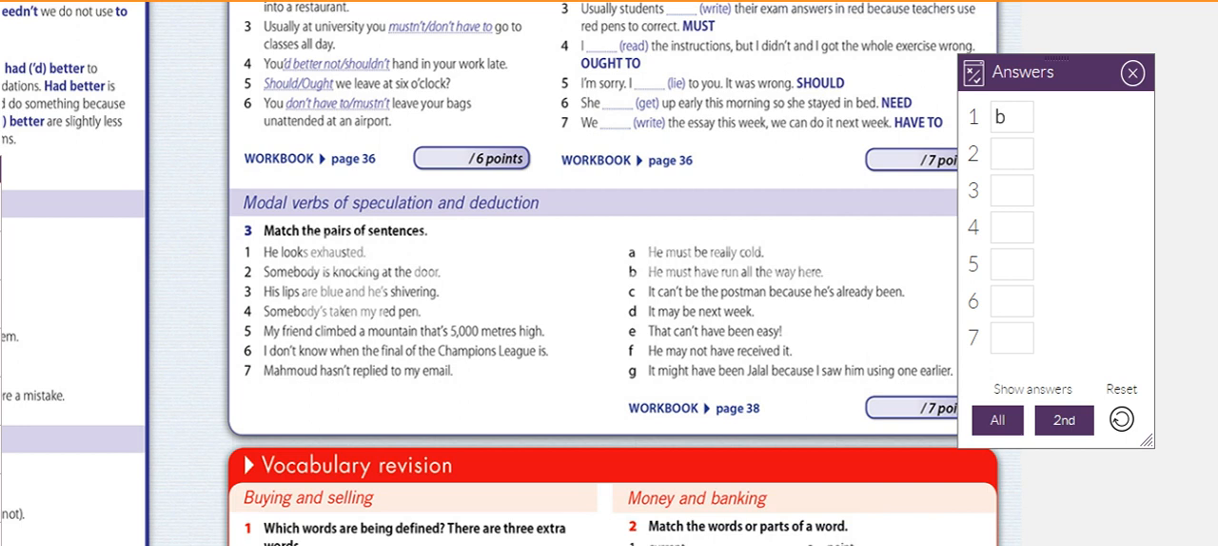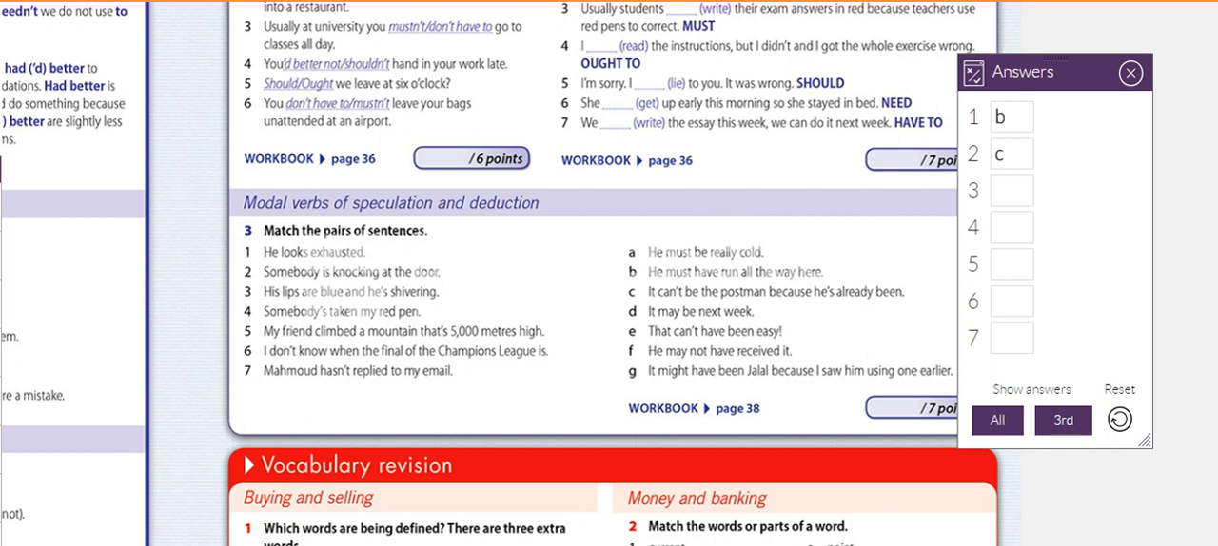Number 2. Somebody is knocking at the door. The answer is C. It can't be the postman because he has already been.